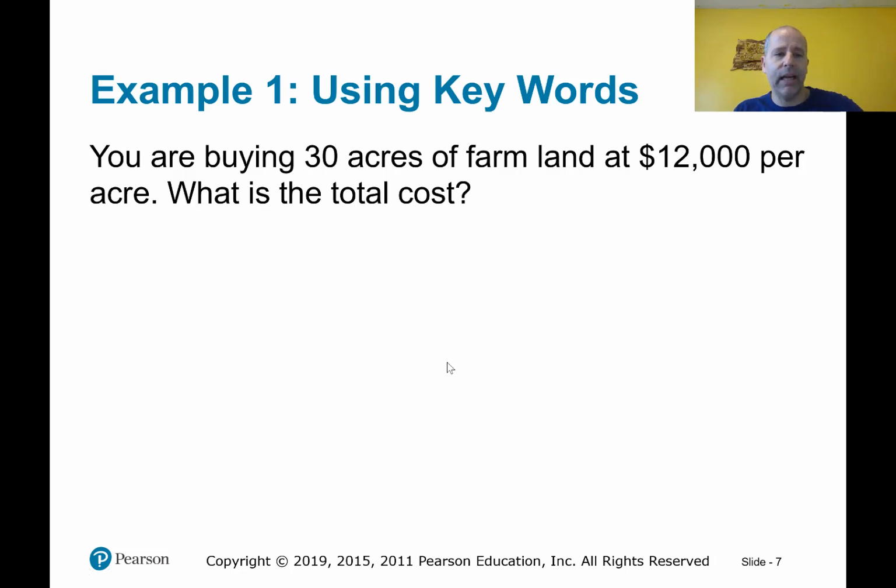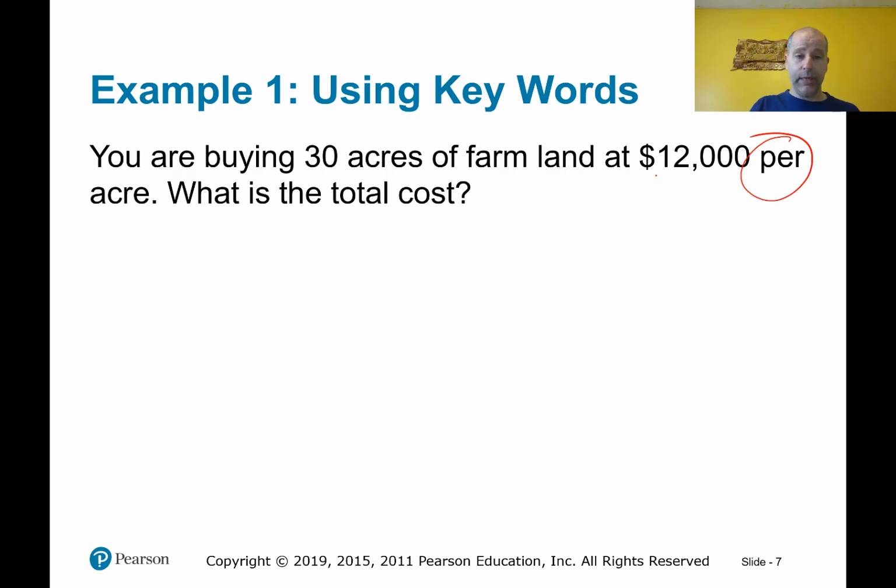Okay, so here's an example. You're buying 30 acres of farmland at $12,000 per acre. What is the total cost of the farmland? Well, think about this. We've got 30 acres, right? That's the total area of farmland. And we're being told that it's $12,000 per acre. So per means division. It's $12,000 per acre. So how is that going to translate? So it's $12,000 dollars over acres.